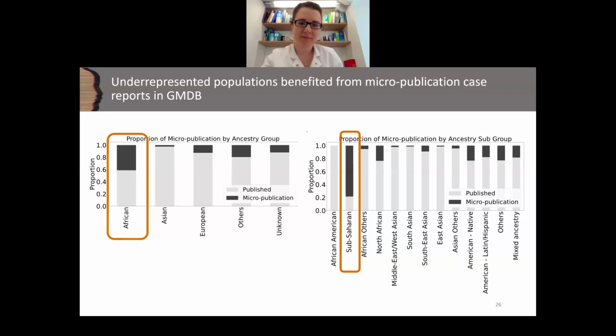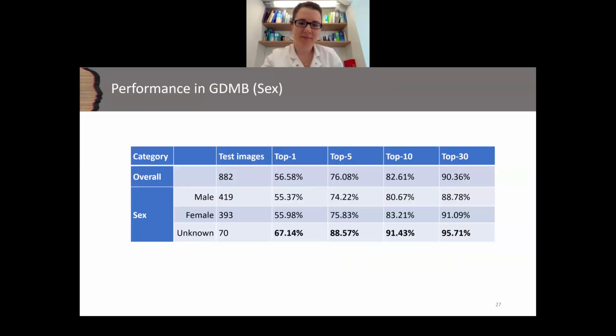So therefore, we believe this is the way in the future we can improve this data distribution to have more relatively fair distributions regarding the ancestry. And then you might wonder whether the performance is different between different sex. So here we can see that the column is the top 1 to top 30 accuracy, and the different row is the male, female, and unknown. We have some patients we don't know the sex.